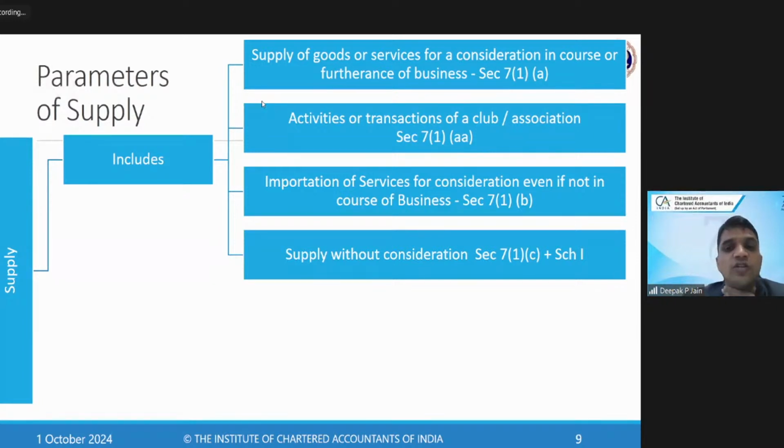Sir, will 7(1A) apply when partners take back their assets at the time of dissolution of a firm? It can apply, because 7(1A) says any kind of activity by anybody other than an individual. A firm is other than an individual. So any kind of supply by the firm to the individual will be a supply. If the firm sells some assets to the partner, then if it is a dissolution, there is a consideration.